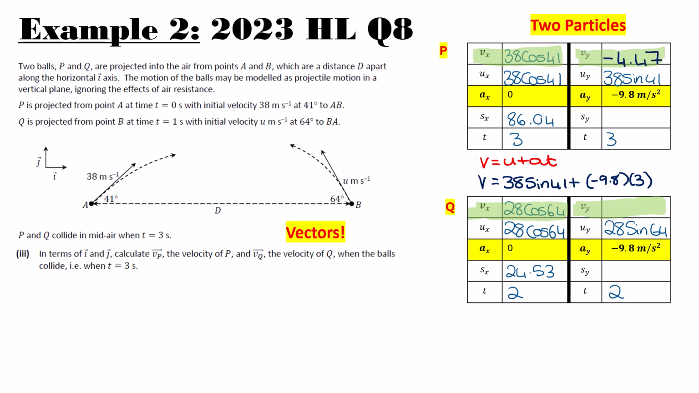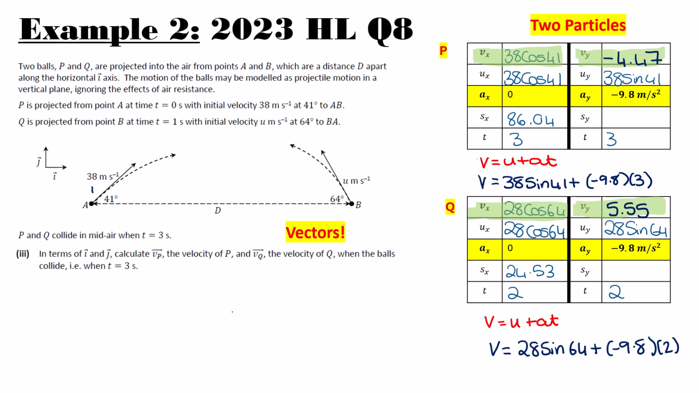And then working with Q, V is equal to U plus AT. V is equal to here, U, which is 28 sine 64 plus minus 9.8 times 2. And that's going to give us 5.55.